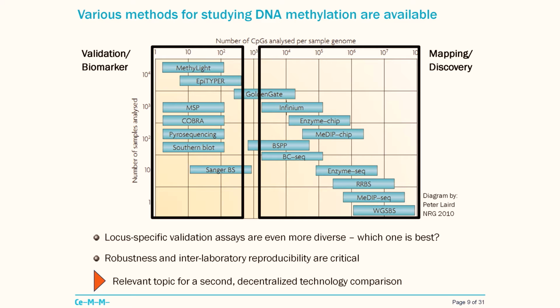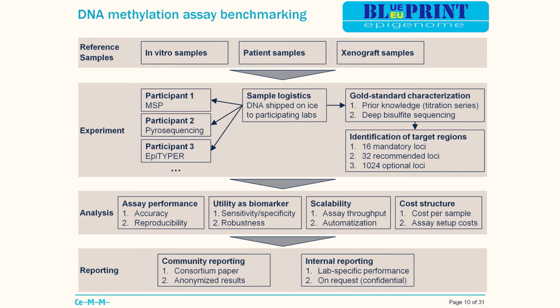So what we've done now as part of the Blueprint project, we have collected reference samples, a set of 22 mandatory and another 10 optional reference samples of different characteristics. We've done a comprehensive characterization of these reference samples, and then identified 16 specific loci that a number of participants from the community are currently starting to analyze using their favorite assay.